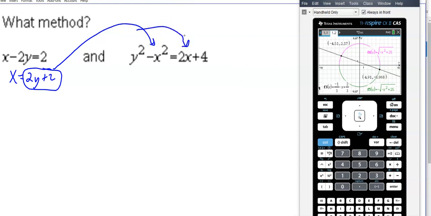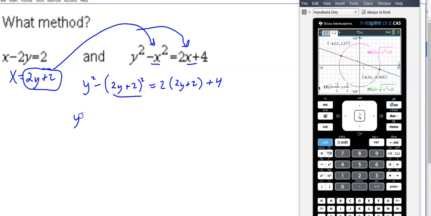So, oh my goodness, this is going to be so much work. So let's see what happens. So y squared minus 2y plus 2 squared equals 2 times 2y plus 2 plus 4. So I had to plug it in twice there. Everywhere there's an x, I plugged in, with parentheses, 2y plus 2, which means we're going to have to FOIL this guy, right?